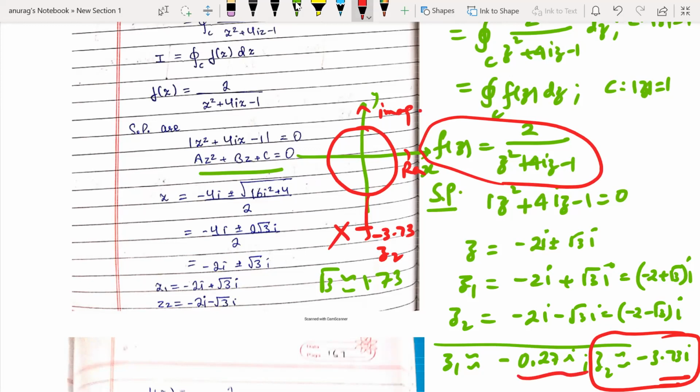What about Z1? Minus 0.27, because the radius is 1. So this will be i, 0, 1, 0, minus 1, sorry. So minus 0.27 will lie here. So Z1 is lying here only. So the only singular point is Z1.